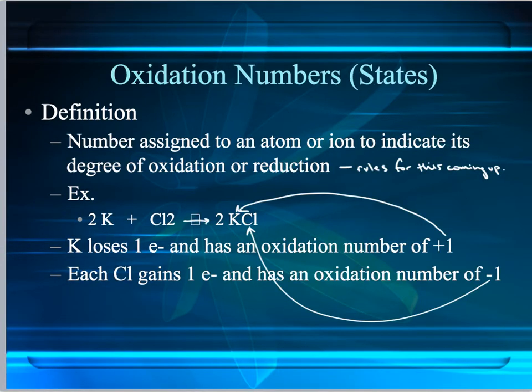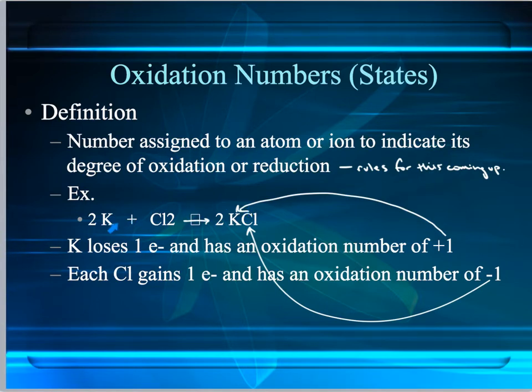Okay, so how do we tell what's actually gaining or losing electrons? Well, we have to look at oxidation numbers, or oxidation states. The definition here: the number assigned to an atom or ion to indicate its degree of oxidation or reduction. And there are rules for this on an upcoming slide that you're probably going to want to screenshot, because there's quite a few of them, so that way you can keep it handy. But there are rules to determine this, okay?